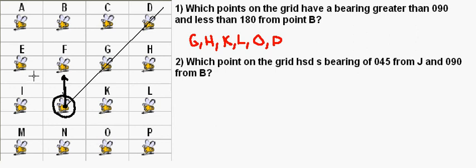Okay, and 090 from B. So now if I go to B, and again I start north, and I go in a clockwise direction, and that's 090. That's a 90-degree angle. Right, so that's 90. And we see that the point that these two different bearings have in common is D. So the answer is going to be point D.